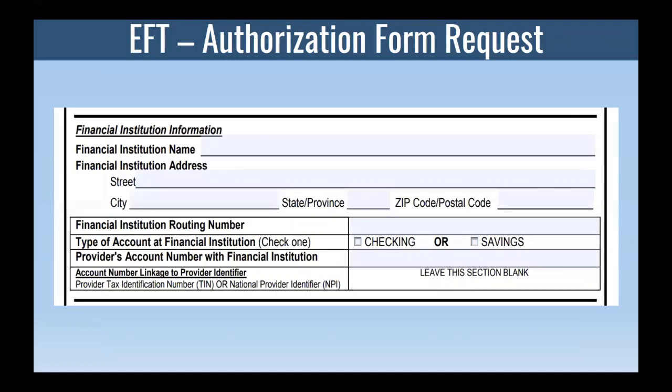The next section on the electronic funds transfer form is the financial institution information. Here you will fill out the name of your bank or financial institution with their street, city, state, and zip code. You will need to provide the financial institution's routing number and what type of account it is, checking or savings. Provide your account number with this financial institution in the corresponding field.